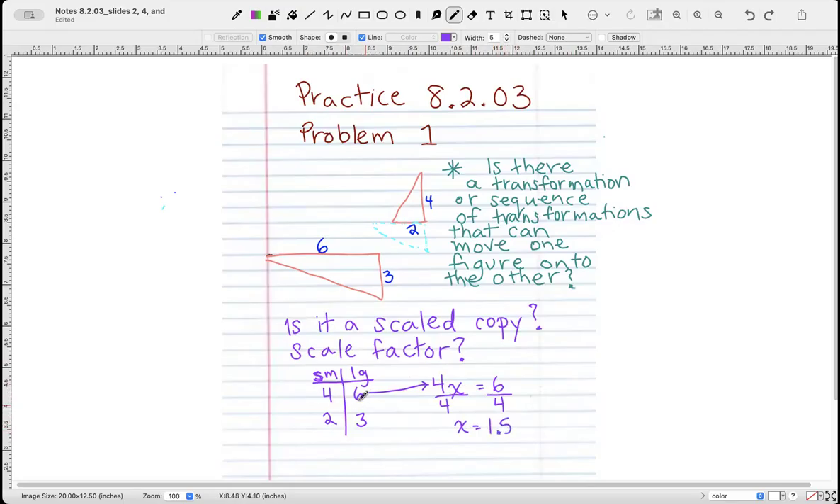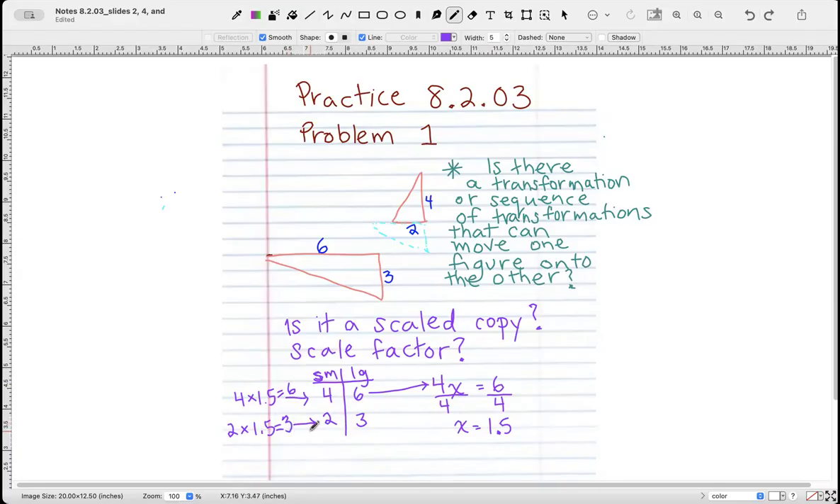Okay, so I know that 4 times 1.5 equals 6. Now you have to ask yourself, does 2 times 1.5 equal 3? Well, you can try it. Just put it in the calculator. 2 times 1.5. Does it equal 3? Yes, it does. It equals 3.